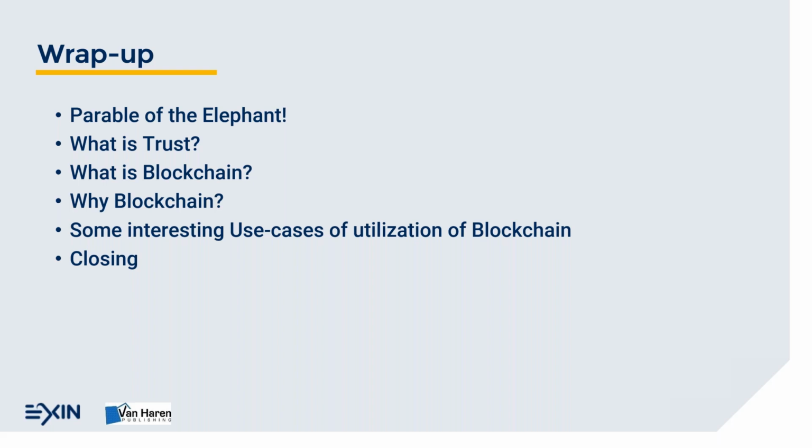A blockchain is by default secure. A blockchain is by default immutable. A blockchain is by default non-deniable, with non-repudiation. A blockchain is by default encrypted. So basically, we see a lot of applications that would be an interesting use case for the utilization of blockchain.